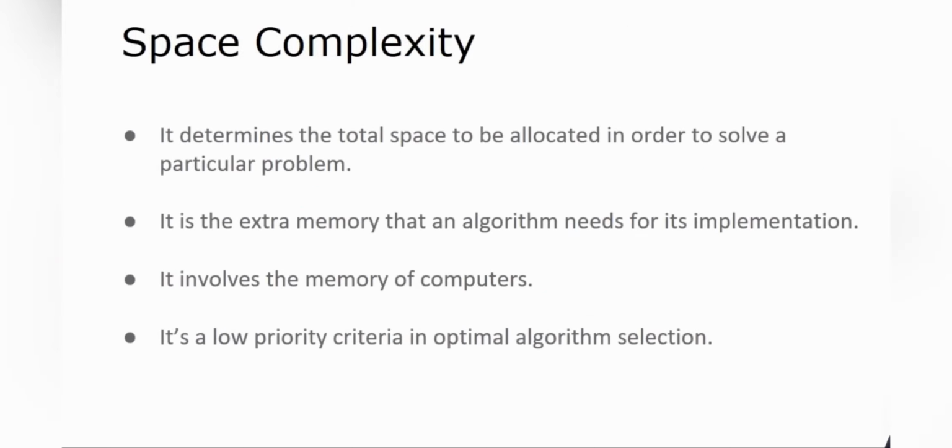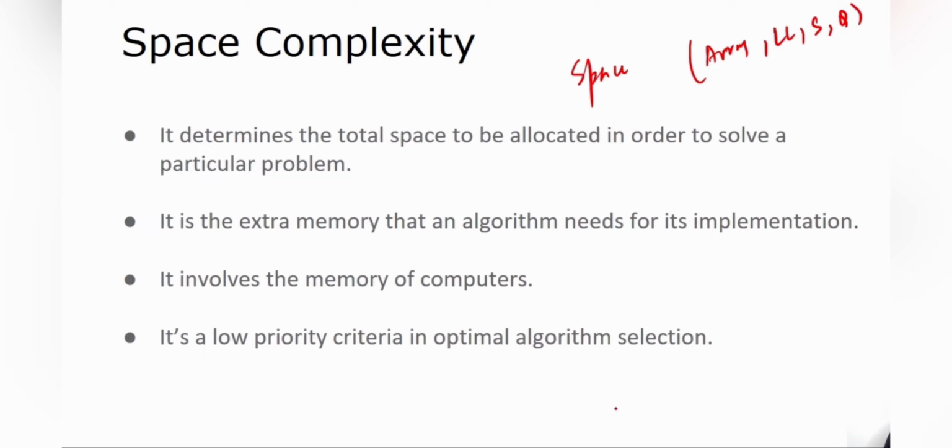Now what about the space complexity? It determines the total space to be allocated in order to solve a particular problem. Whenever you are using any extra space in the algorithm while you are implementing it, that is termed as space complexity. It can be in the form of arrays, that extra array that you have used to solve a problem, or an extra linked list, or a stack or a queue, right? It involves memory of the computer, right?